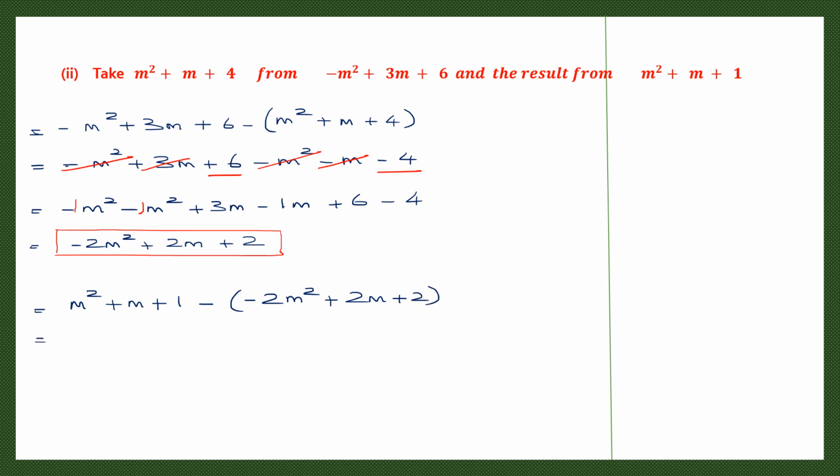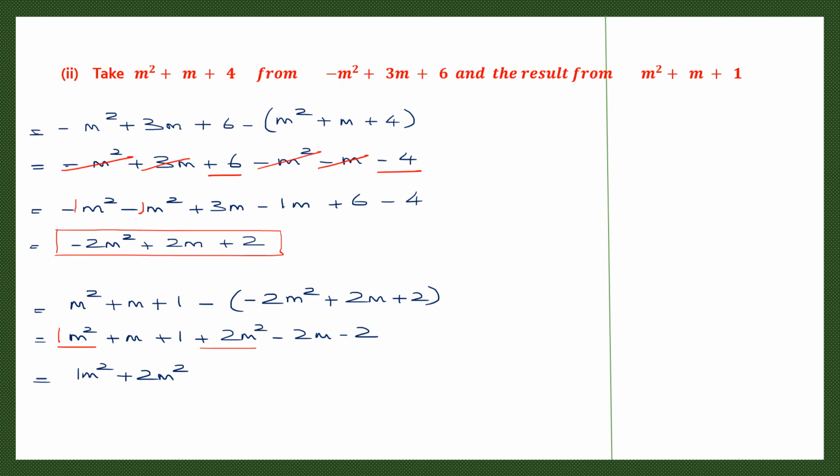Now let's remove brackets. So m square plus m plus 1. Now we have a minus before the bracket, so all these signs will change. So we have plus 2m square minus 2m minus 2. Now get the like terms together. So here we have m square, this will be 1 plus 2m square. So this is 1m square plus 2m square. So we have written the like terms here.